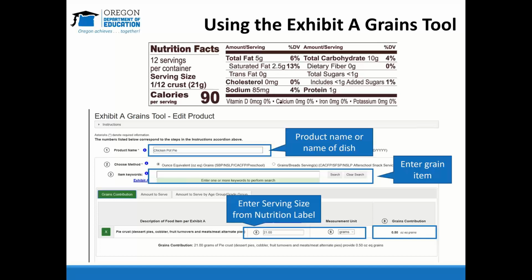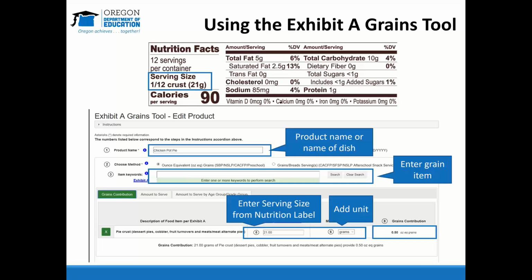And then what you're going to do is enter in the serving size from your nutrition label. And we have the nutrition label for our pie crust up top. And you can see that serving size 1/12 of a crust is 21 grams. You'll enter in the measurement unit, which is in grams for this one. And you'll enter in 21 there. And what it'll give you is the grains contribution of 0.5 ounce equivalents of grains.